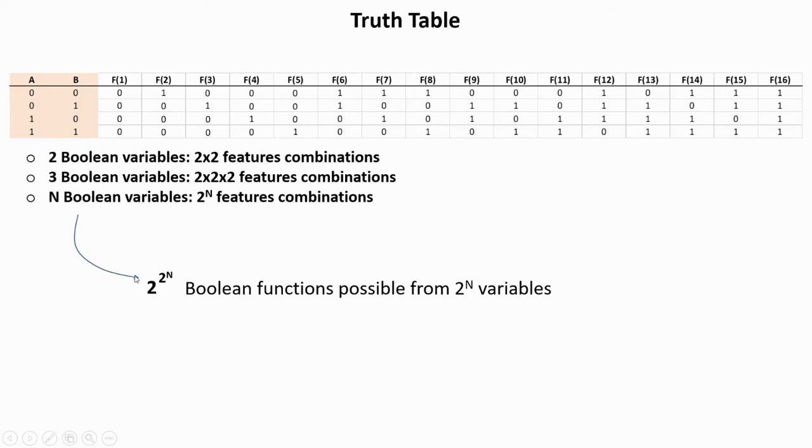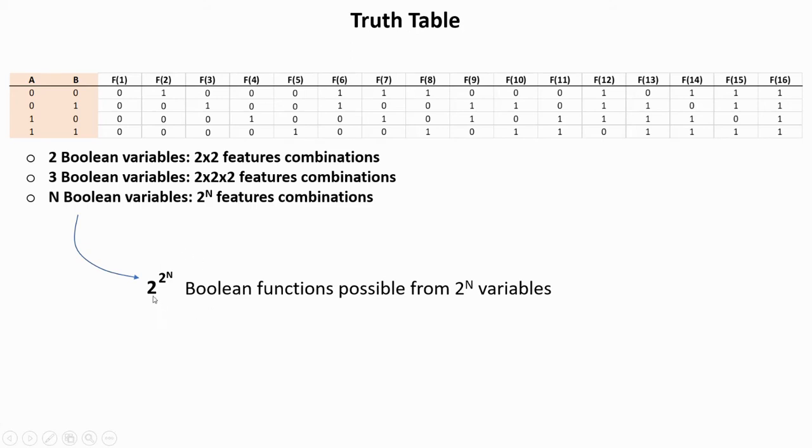Ultimately, if you formulate it into a formula, what is the formula for the possible Boolean functions for this number of variables? If you have 2 to the power n combinations that are possible, then what is the number of functions that are possible? By functions, I mean these columns. How many such columns are possible? 2 to the power 2 to the power n, right?